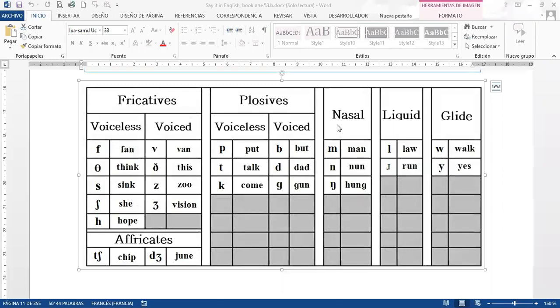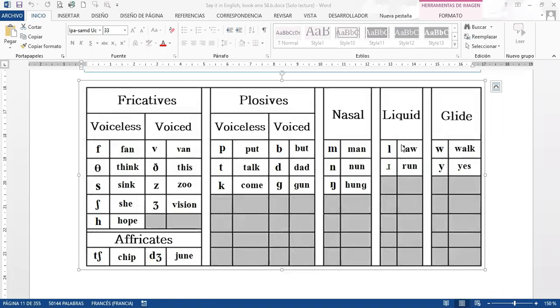Nasals are not difficult to pronounce. We have the sound M, like man. We have N, like in none, none. And we have this sound. This symbol is represented in words that finish in NG. For example, in the word hung, hung. So this sound is ng. It's a nasal sound, okay?